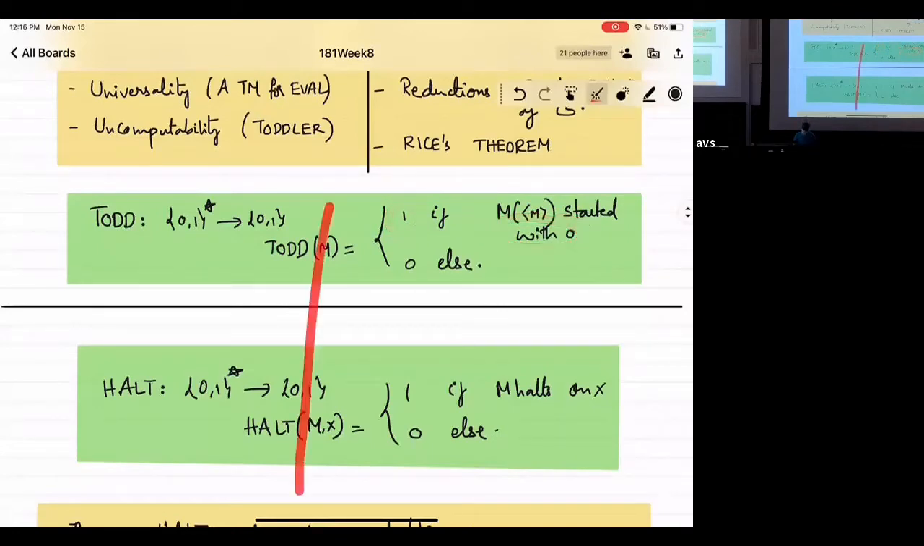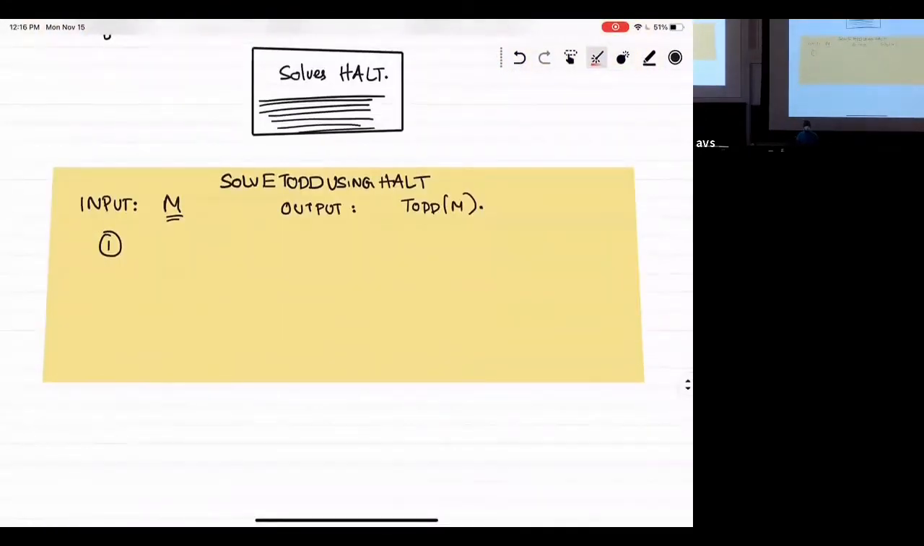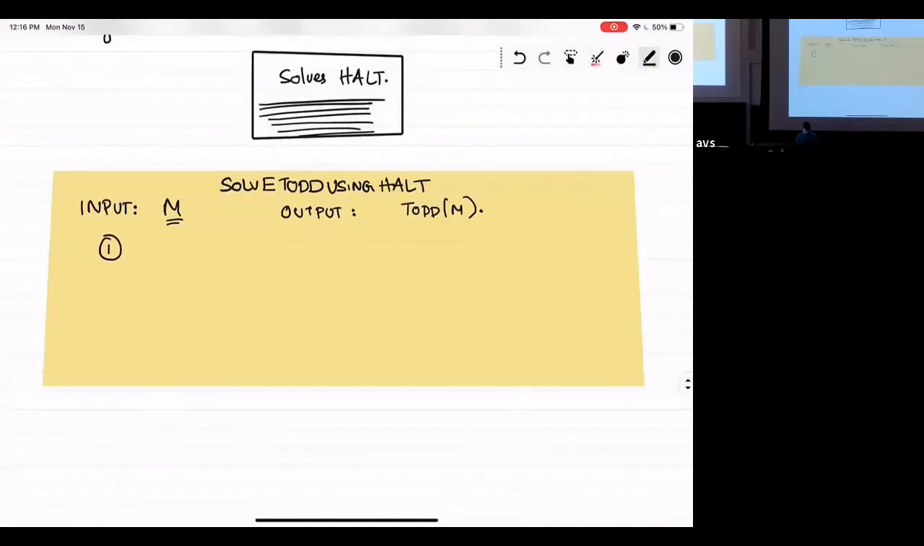Does it make sense? What's the obstacle in trying to design an algorithm directly for Todd? The problem is we don't know if the input machine M would halt when given the input M. But now you have the magic power. You have the box which can answer that question for you. So let's just exploit that. What should the reduction do? What's an algorithm to solve Todd using halt then? Any suggestions?